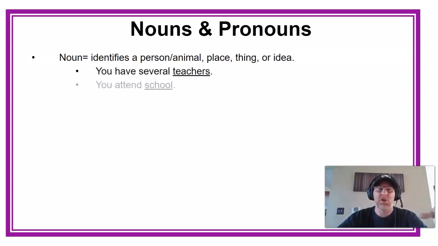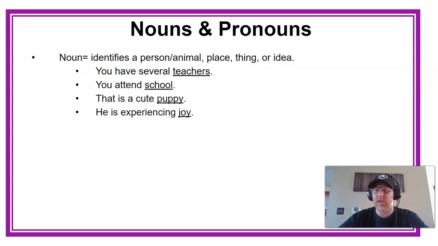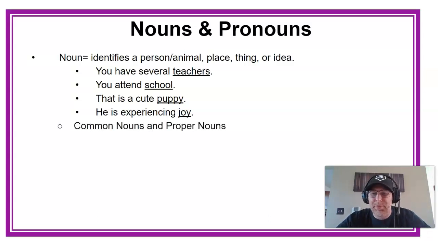You have several teachers. You attend school. It's a cute puppy. He's experiencing joy. These are nouns, okay? A teacher is a person. A school is a place. A puppy is an animal. Joy is an idea or an emotion. These are nouns. You have common nouns and proper nouns.